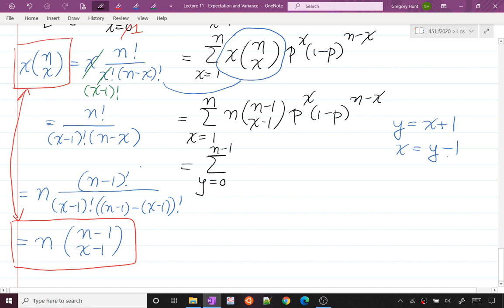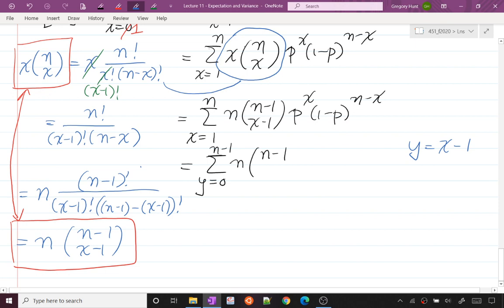And everywhere I see an x, I can replace it with a y plus 1. So I have an n, I have an n minus 1, choose. Now instead of x minus 1, I should be able to write... I don't want x plus 1. Let's try this again. That's not the right transformation. What's the transformation I actually want? I want y to be x minus 1. There we go.